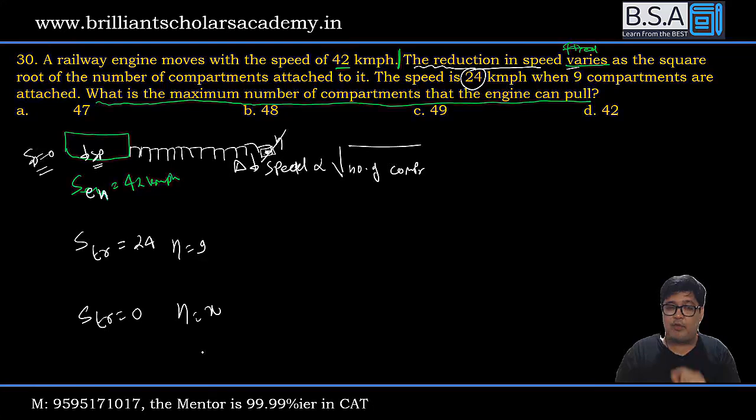So here's the approach. This is the original speed of the engine, 42. Right now speed is 24. What is the decline in the speed? Decline is 18.